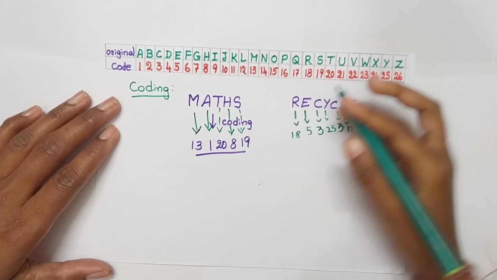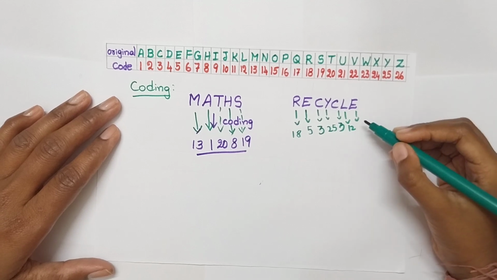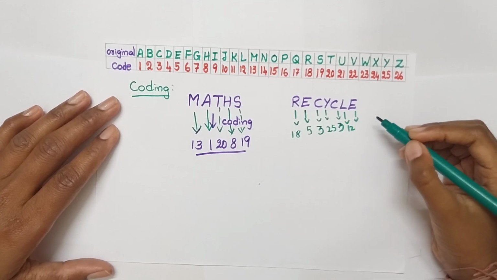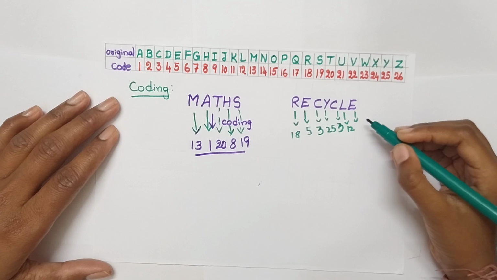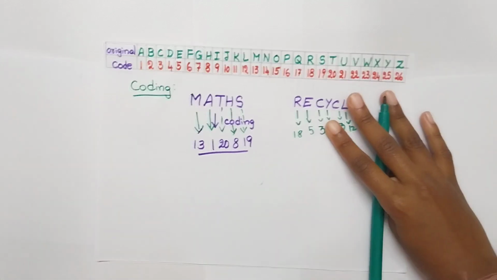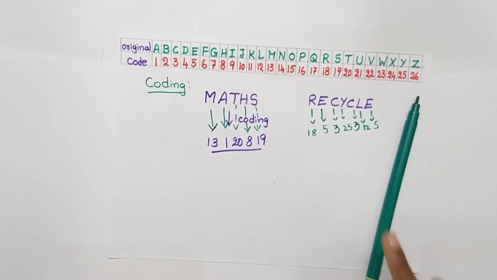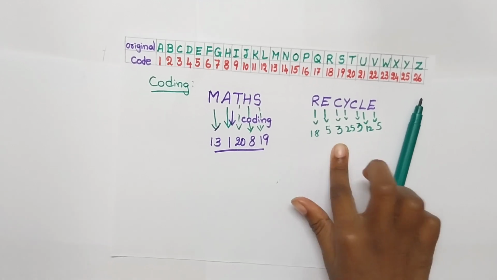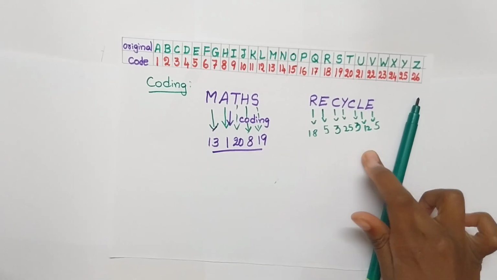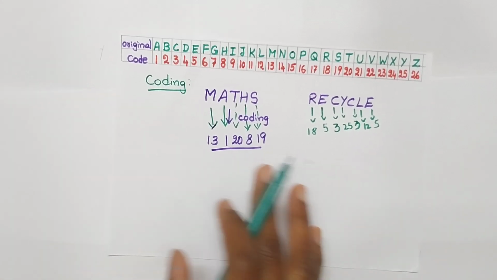Where is E in the first line? Here is the E in the first line. So we have to code the E. Instead of E, we have to write 5. So the answer for the recycle encoding was 18, 5, 3, 25, 3, 12, 5. Now we do decoding.